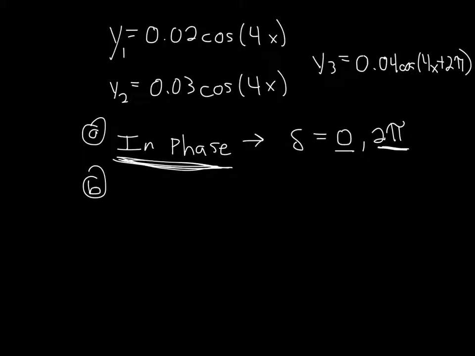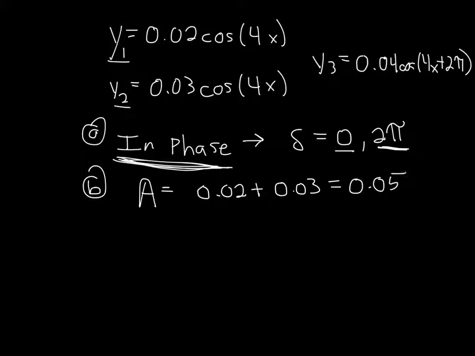So the total amplitude of, say, adding y1 plus y2 will equal the sum of both of those amplitudes. The amplitude of y1 is 0.02 plus the amplitude of y2, which is 0.03, would give us a total amplitude of 0.05. And again, that is only able to happen because these waves are completely in phase with each other.